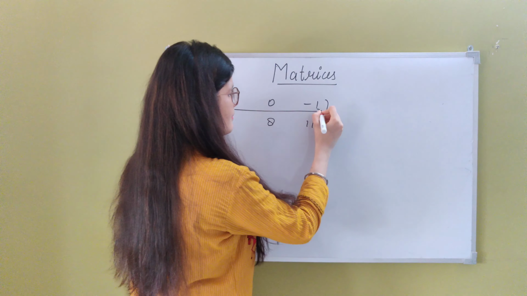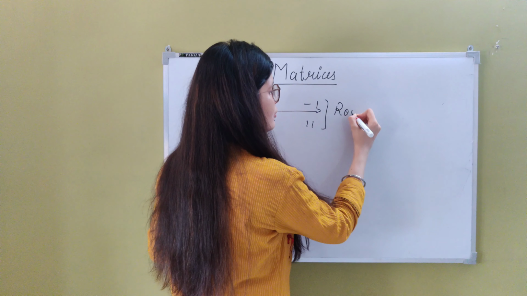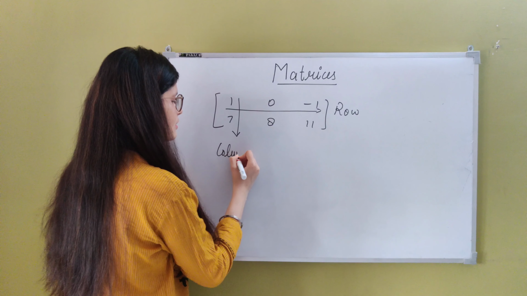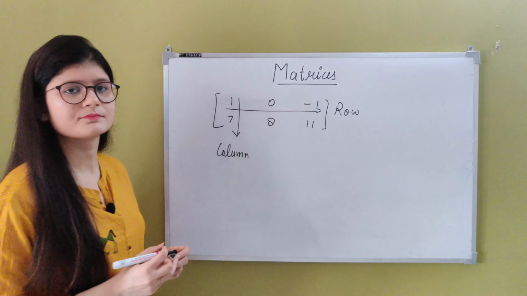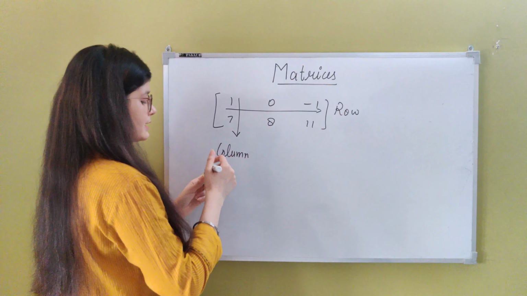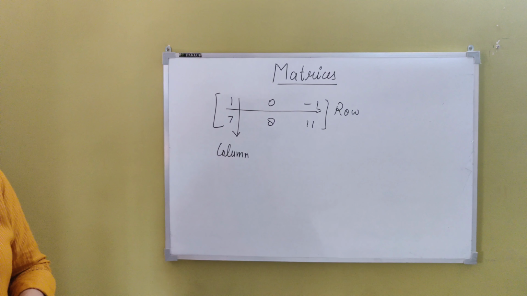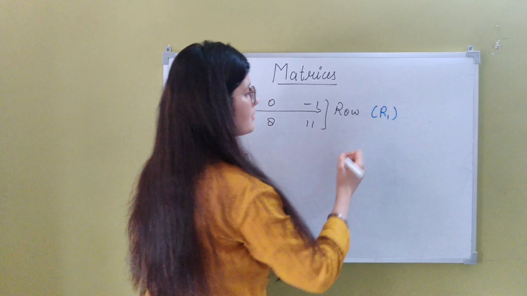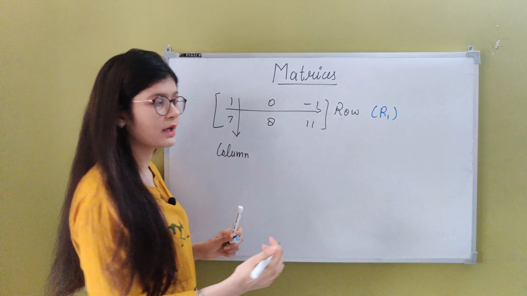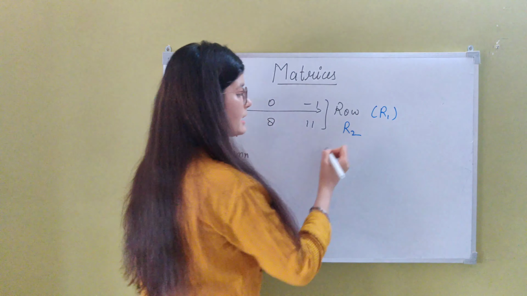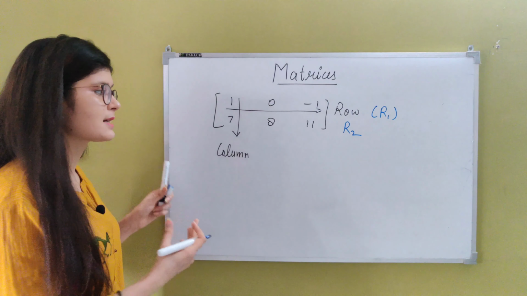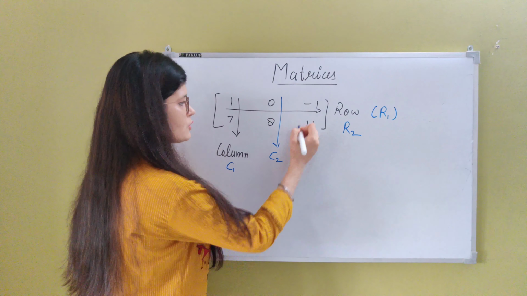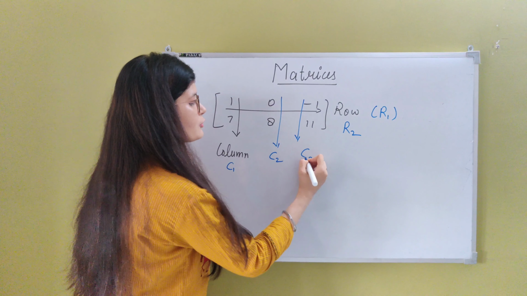And this is known as a row, and this would be your columns. That would be your first row, which we call R1. This is your second row, which we call R2. This is your column 1, this is your column 2, and this is your column 3.